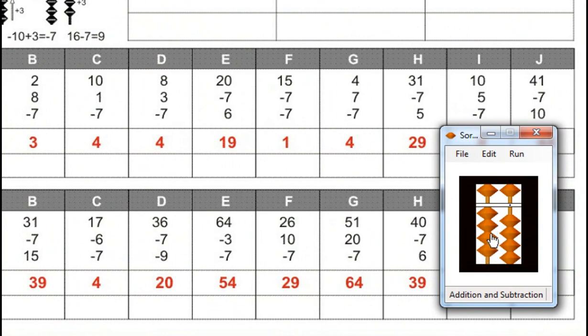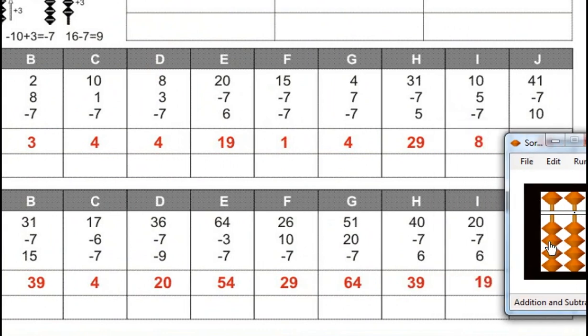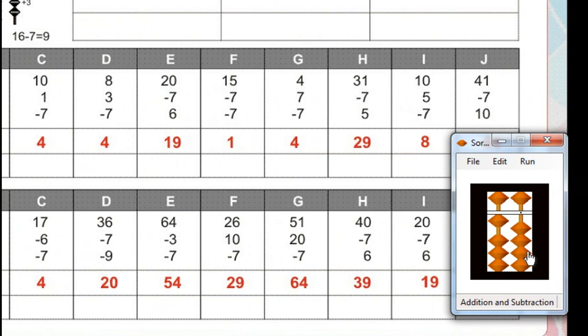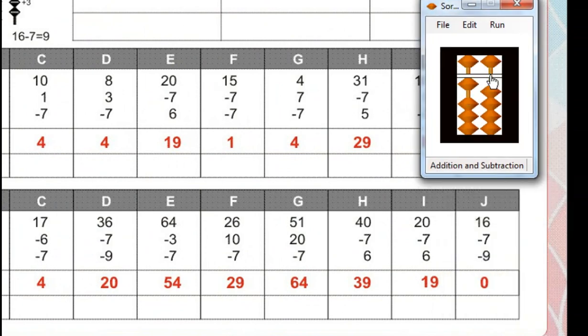40 minus 7 plus 6. Answer is 39. 20 minus 7 plus 6. Answer is 19. 16 minus 7 minus 9. Answer is 0.